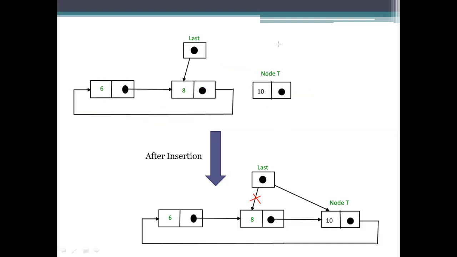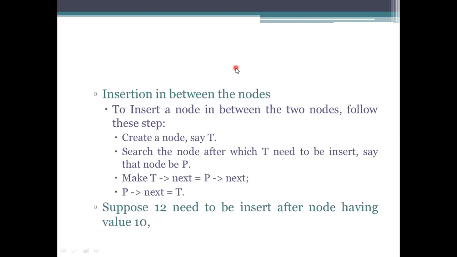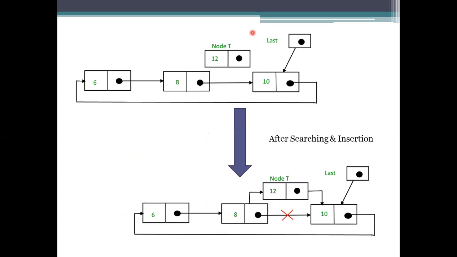Okay, so that's about the beginning, and now consider inserting between nodes. Between the nodes, we need to search for where you want to insert. That means we should know the node's place here. So before the node where you want to insert, we need to search for that one. I want to insert this one node here.